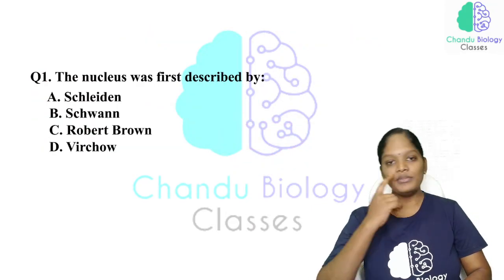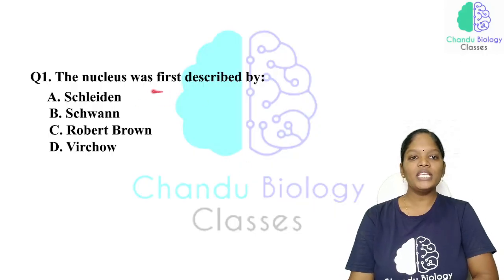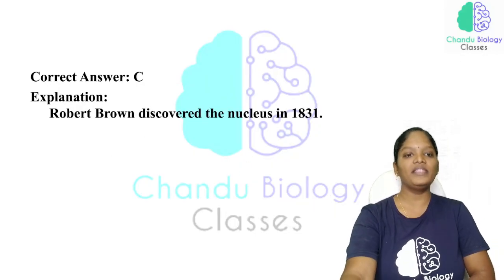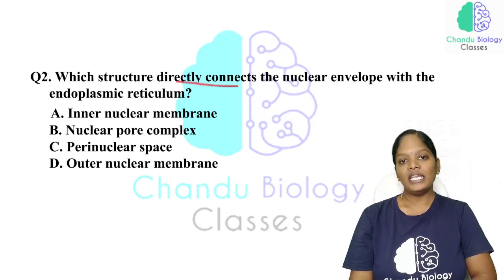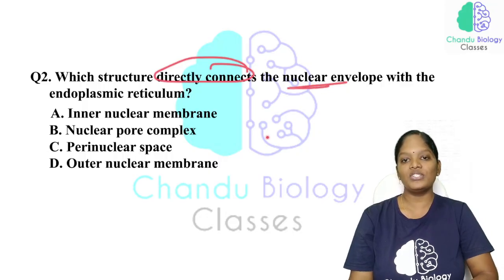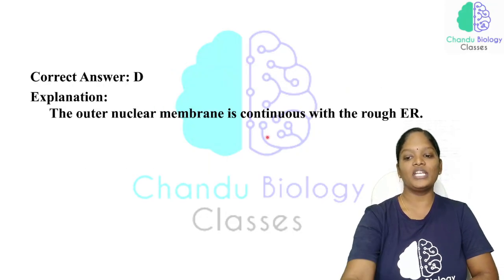Now comes the MCQs. Okay. So the first question: the nucleus was first described by Robert Brown in 1831. Which structure directly connects the nuclear envelope with the endoplasmic reticulum? That is obviously the outer nuclear membrane. So we have studied about that.